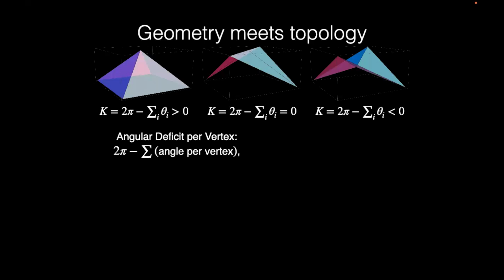So here I can rewrite this. I say, okay, what's the angular deficit per vertex? So I take 2 pi minus the total angle per vertex. And I can then say, okay, what's the total angular deficit in my whole object? So now I say 2 pi times the number of vertices minus the sum of all angles in my structure.